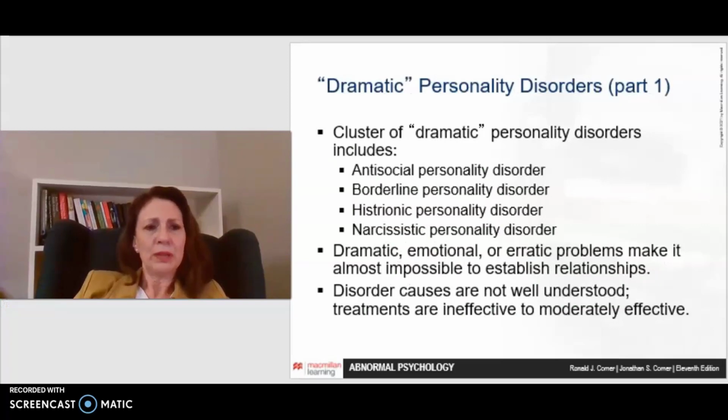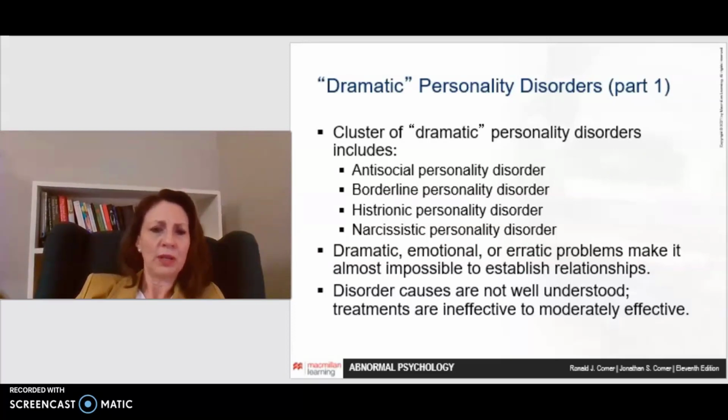The dramatic personality disorders are the next group. This is a cluster that involves the antisocial, borderline, histrionic, and narcissistic personalities. And these people are very dramatic, emotional, or erratic, which makes it almost impossible to establish relationships with them. Their disorder causes are not well understood, and treatments are ineffective to moderately effective.